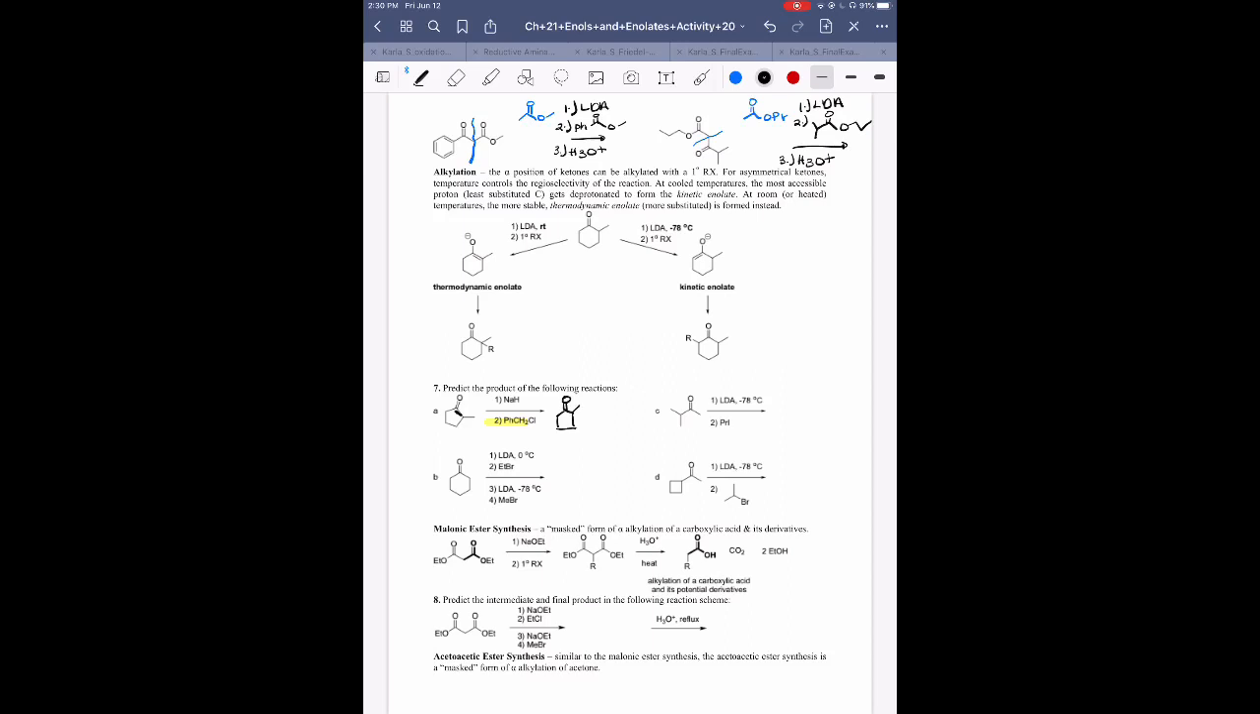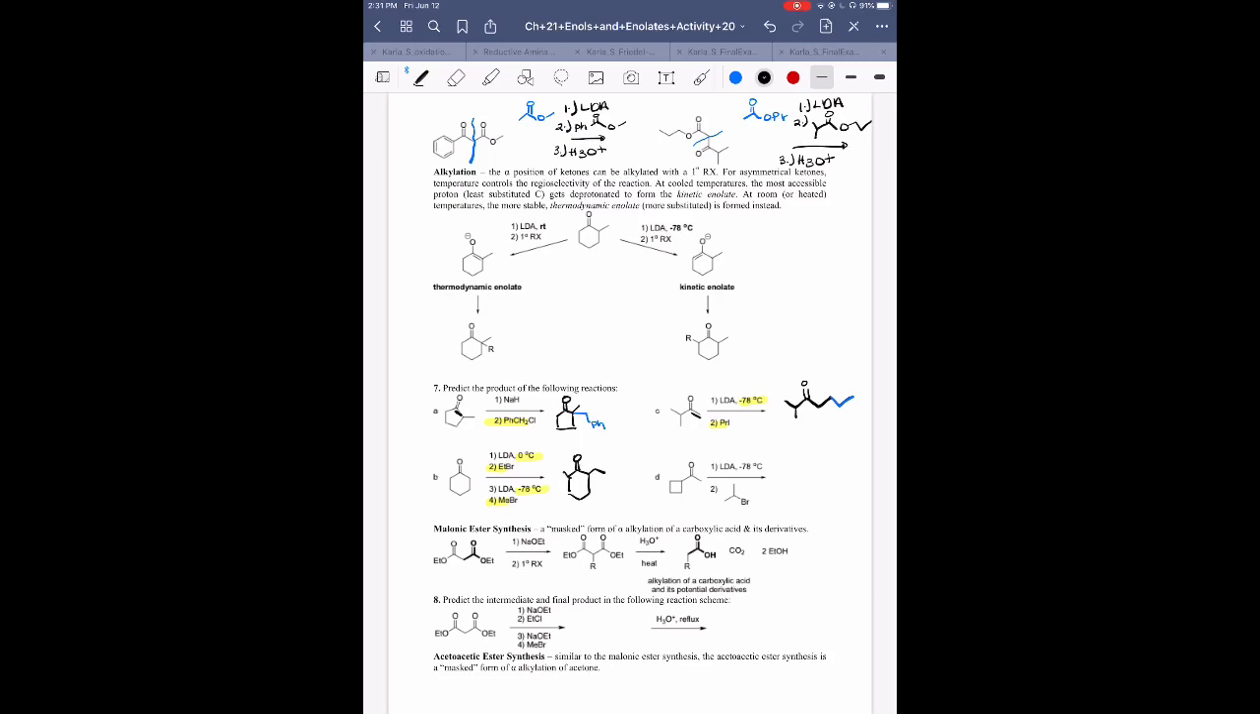So then on number 7, let's predict the products. As we see here, we're going to form our alkyl group at the more substituted side, which is going to be our phenyl with our CH2, as we see here. On number C, we see that a lower temperature is going to be forming at our least substituted side, as we see when we add the propyl group. And then for B it's the exact same thing.